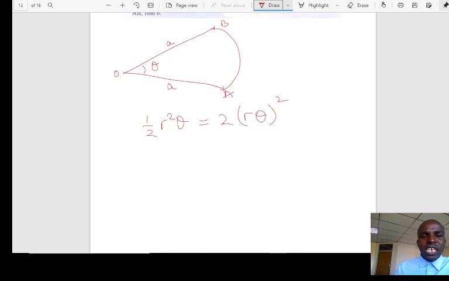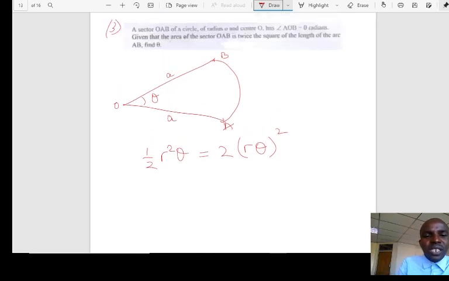Take note of that. Then let's simplify this one. You can multiply everything by 2 to get rid of these 2s, or let's first remove the bracket. It is equal to 2, you share the power, theta squared. So it's r squared theta squared.